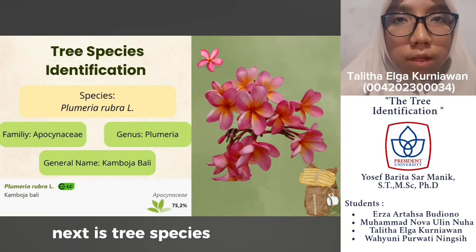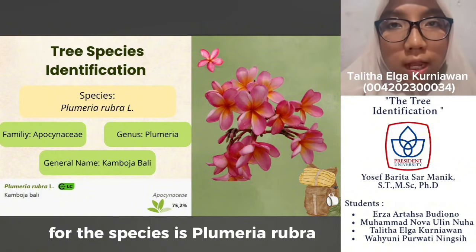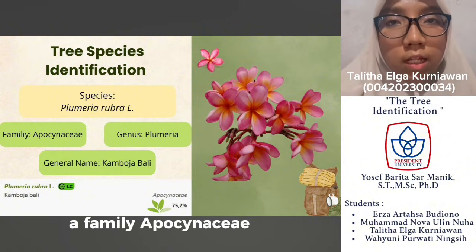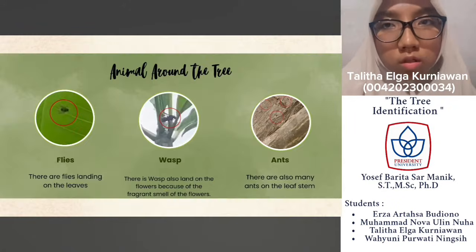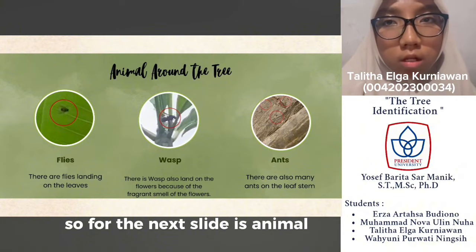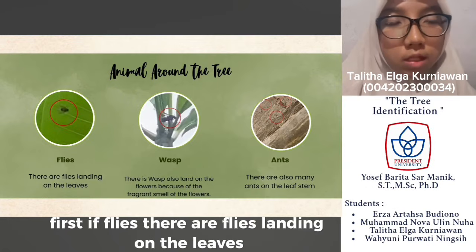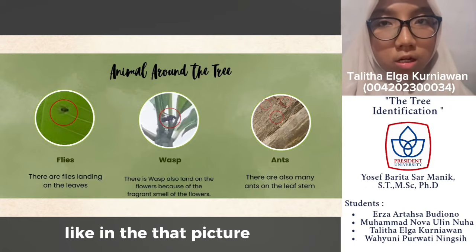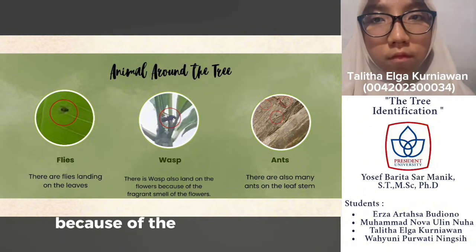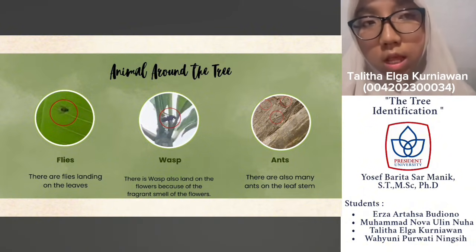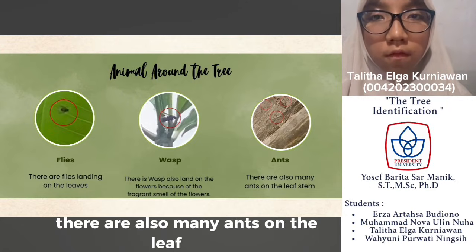Next is tree species identification. The species is Plumeria rubra L, family Apocynaceae, genus Plumeria, and the common name is Kamboja Bali. So for the next slide is animals around the tree. First is flies. There are flies landing on the leaves like in that picture. Second, wasps. There are wasps also landing on the flowers because of the fragrant smell of the flowers. And for the last is ants. There are also many ants on the leaf stem.